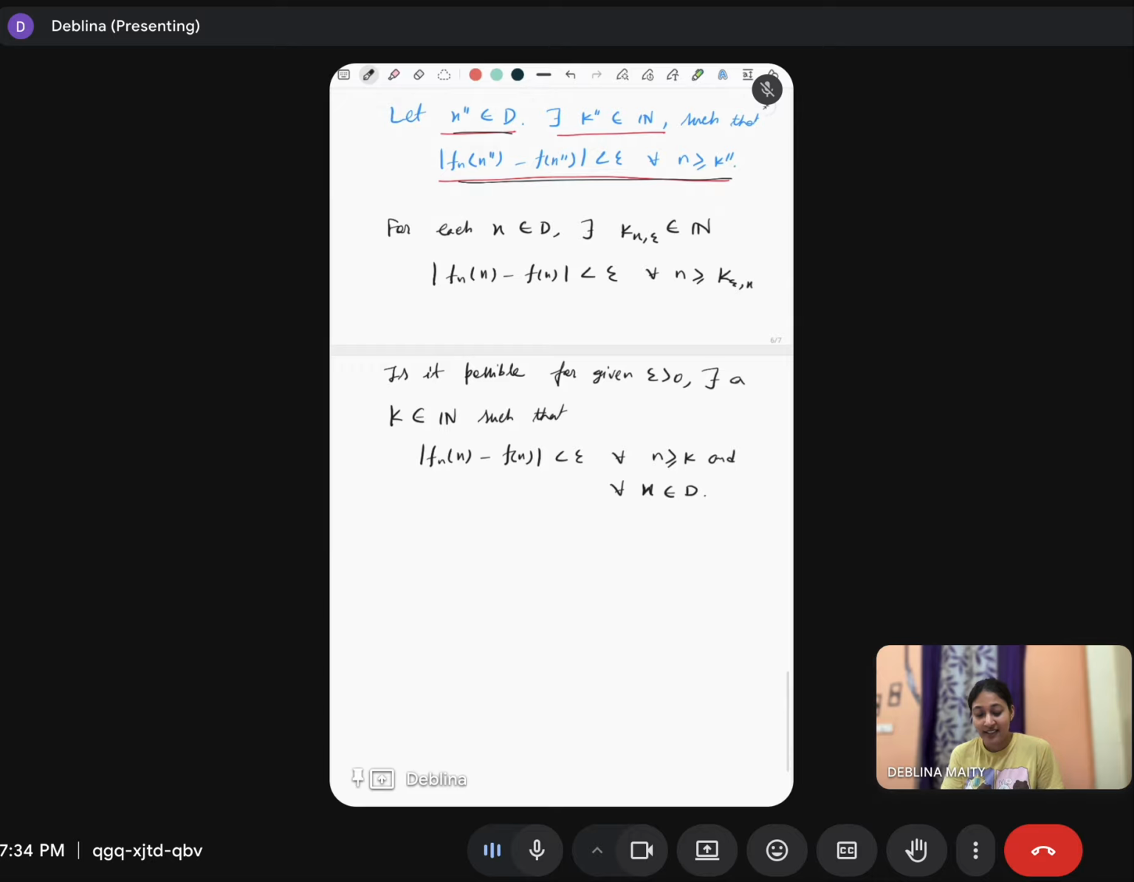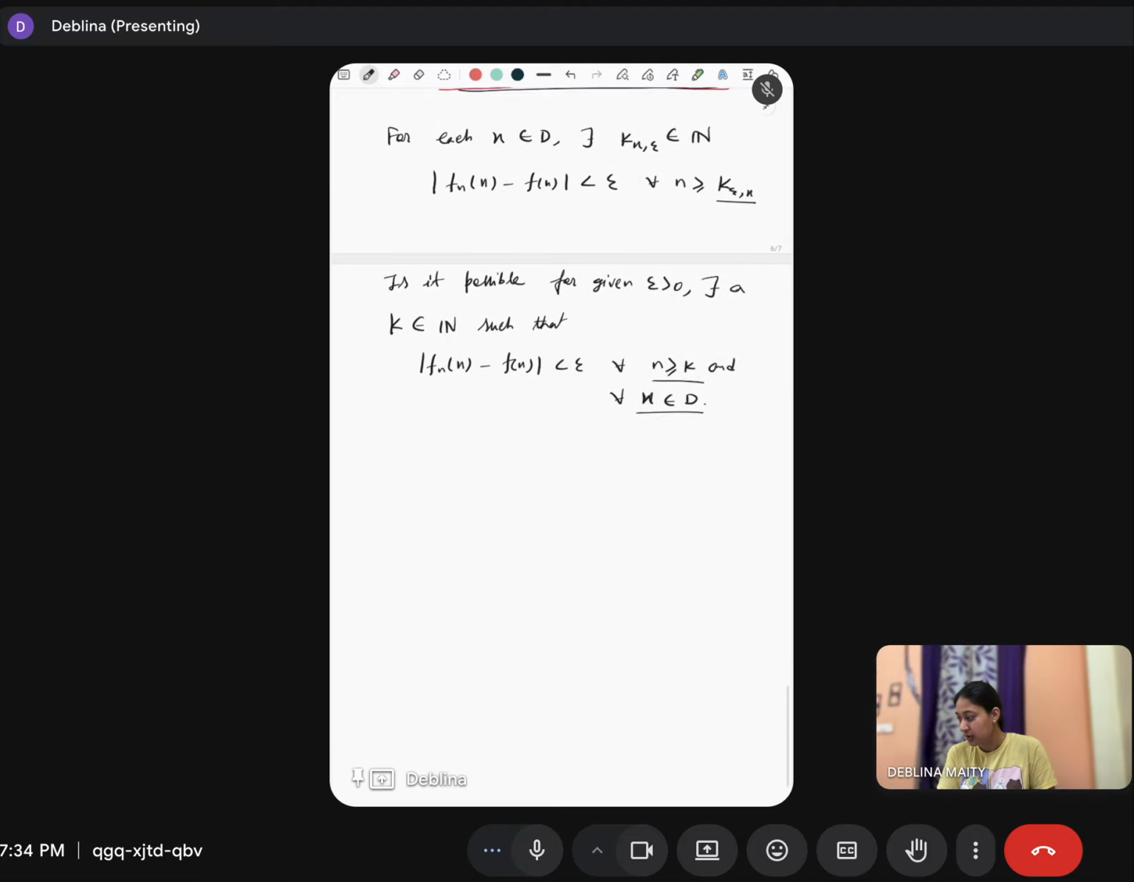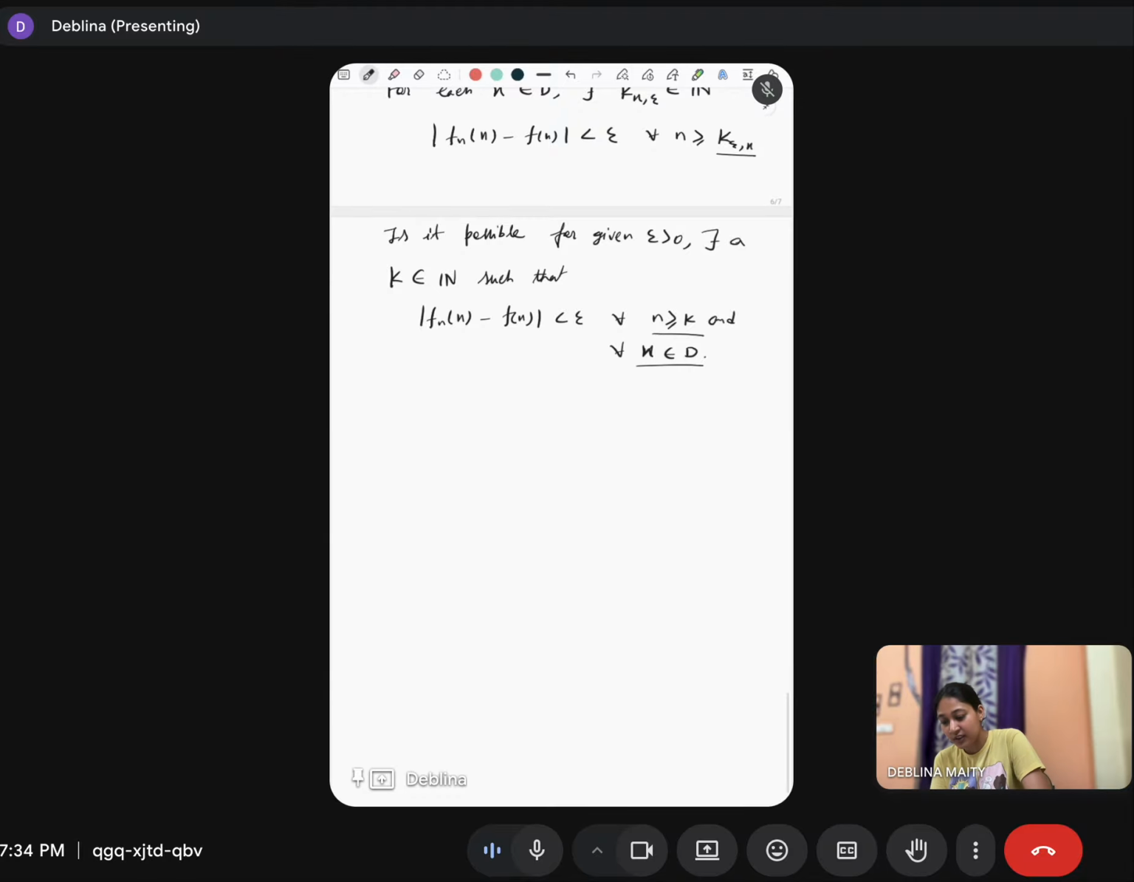Now we are asking: does there exist a uniform k? This means a k that works for all x belonging to D. Here our k depends upon x. If we change x, we get a different k. Now the question is, can there be a uniform k which works for all the x in D? And for this issue, they came up with uniform convergence.